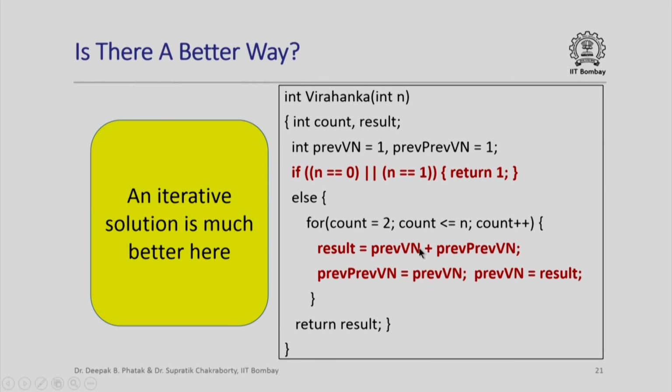So here prev Vn is sort of the n minus 1th Virahanka number, prev prev Vn is the n minus 2th Virahanka number, and initially I initialize them to be both 1. So this is the first Virahanka number and this is the 0th Virahanka number. Then the second Virahanka number is obtained by adding those two, and within the loop I then update the values of prev Vn and prev prev Vn, because when I am going to go around the loop and increment the value of the counter, then whatever was prev Vn earlier should now become prev prev Vn, and whatever is result now should become prev Vn, and then I can compute the next result. So when this loop terminates, I have the nth Virahanka number and I can just simply return that.